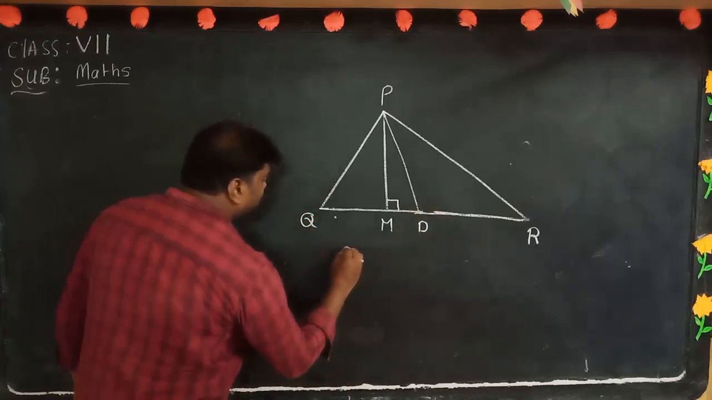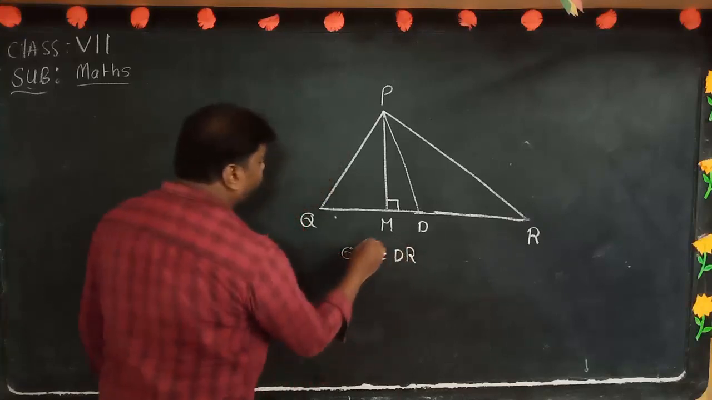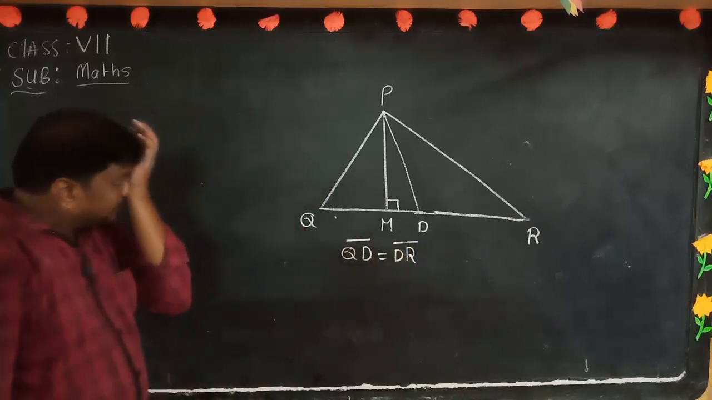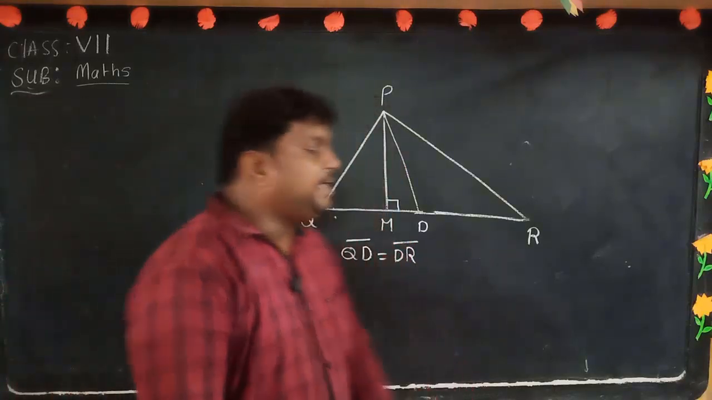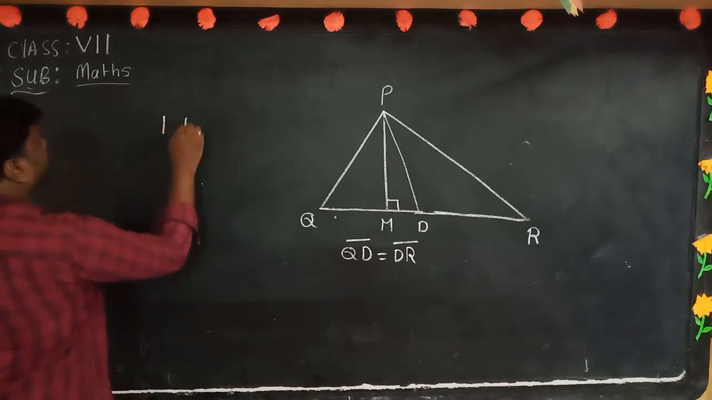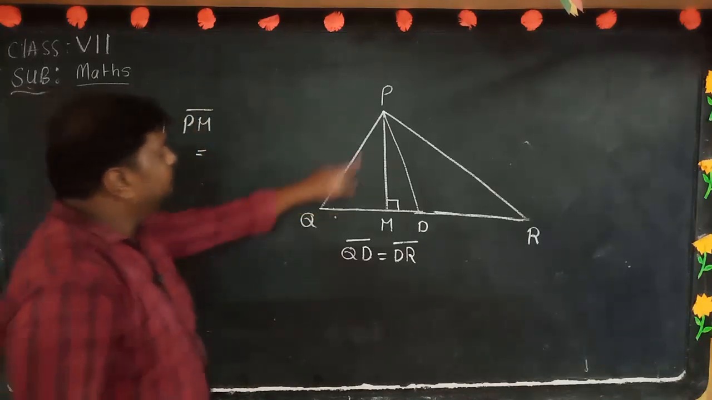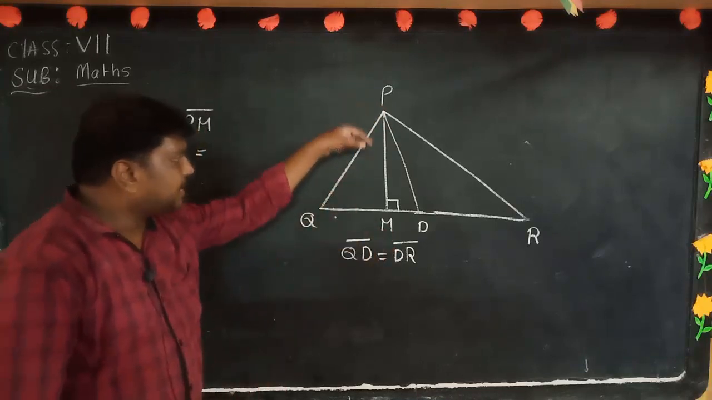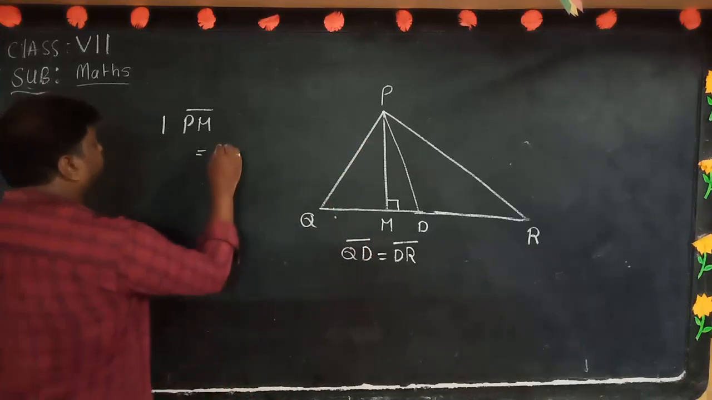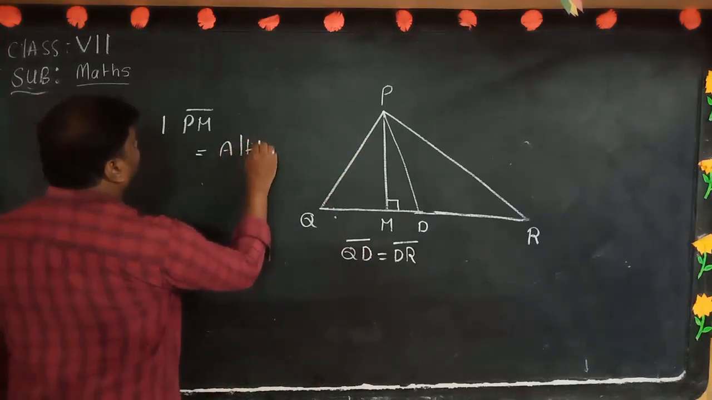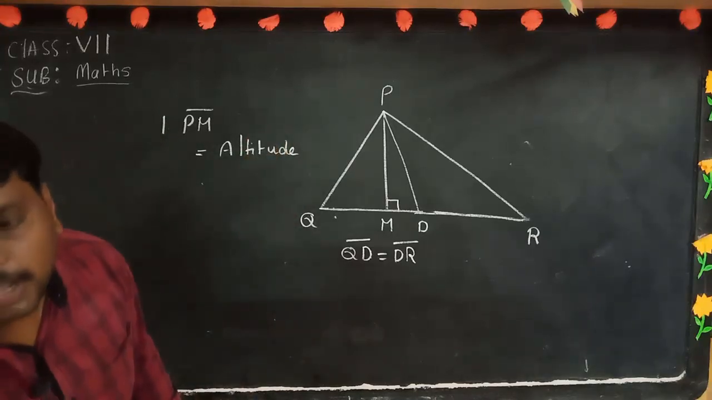Okay, QD is equal to DR, the QD length is equal to the DR length. And then what is the first problem? PM. What is PM? This is PM, exactly the perpendicular length. The perpendicular length of a triangle is nothing but the altitude. The perpendicular length of a triangle is called the altitude.